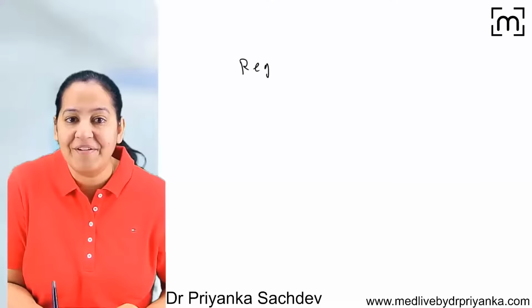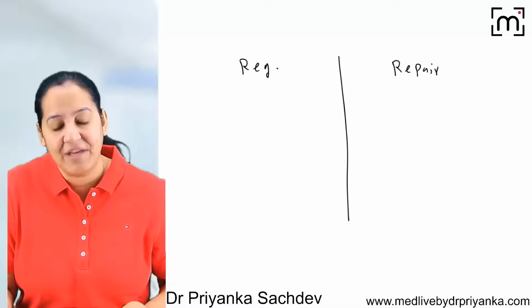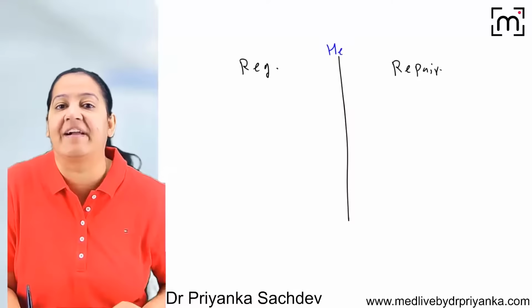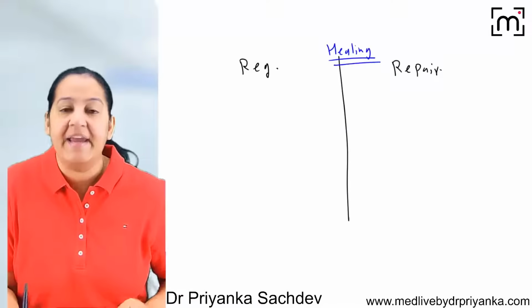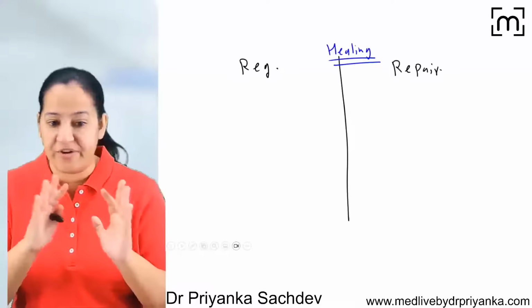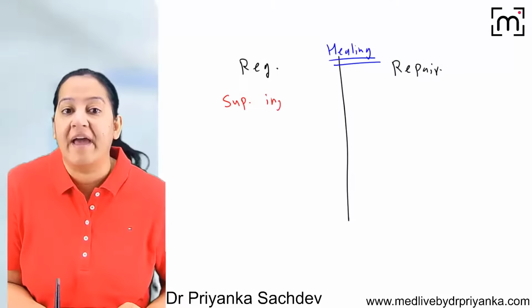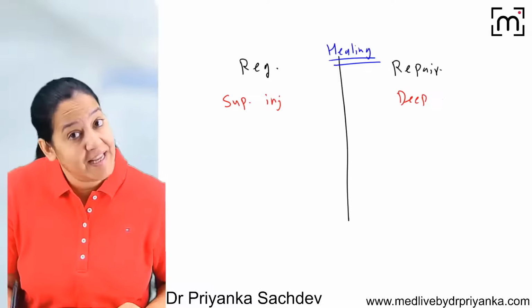So tell me the difference between regeneration and repair. Healing is of two types, regeneration and repair. These are the two mechanisms of healing. We have seen what healing is: it's the body's response to injury. And there are two mechanisms, regeneration and repair. Regeneration takes place whenever there is superficial injury, and repair takes place whenever there is a deep injury.